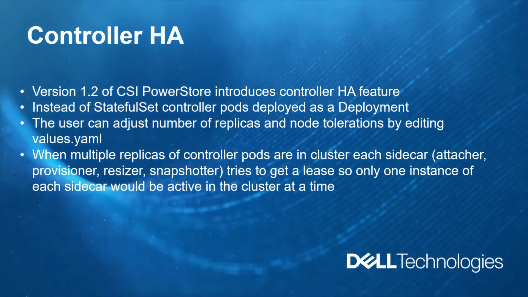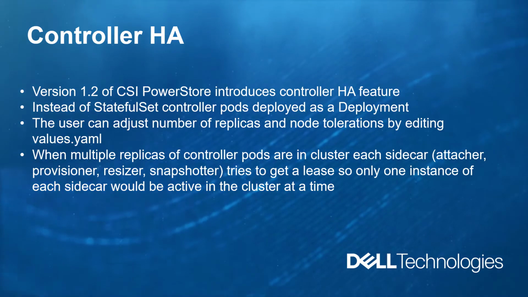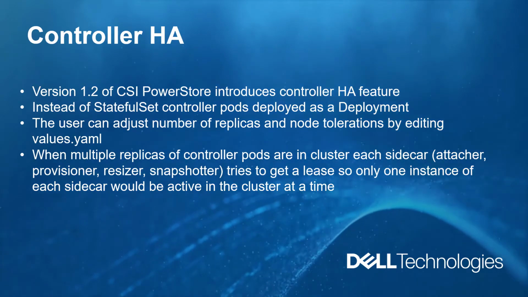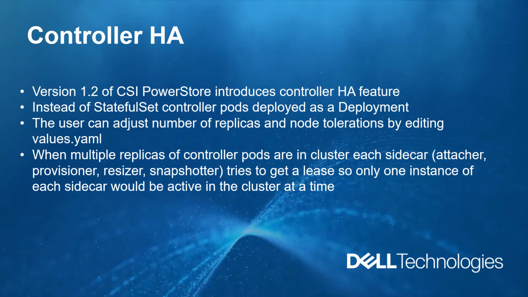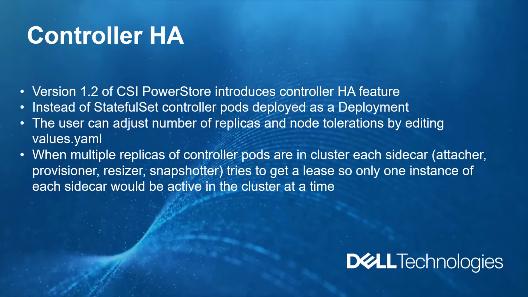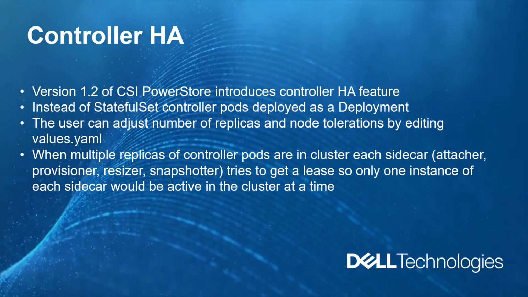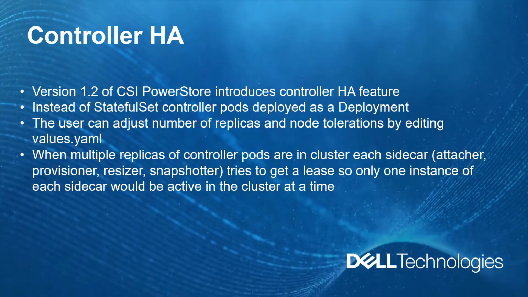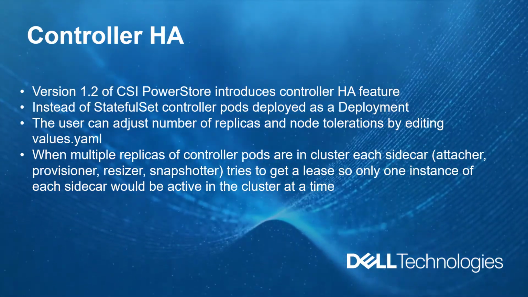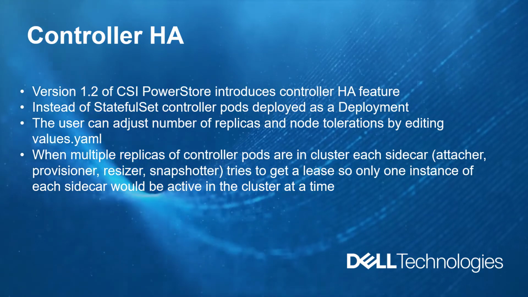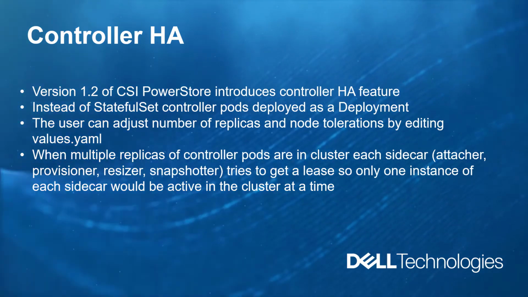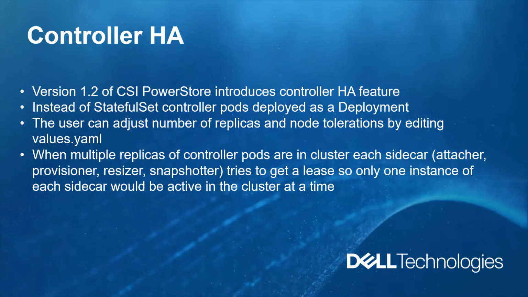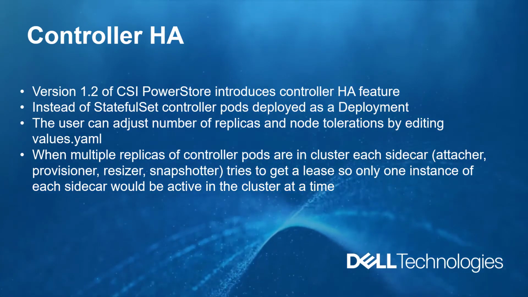Version 1.2 of CSI PowerStore introduces controller HA feature. Instead of stateful set, controller pods are deployed as a deployment. The user can adjust the number of replicas and number of node tolerations by editing the values.yaml file. When multiple replicas of controller pod are in a cluster, each sidecar tries to get a lease, so only one instance of each sidecar would be active in the cluster at a time.